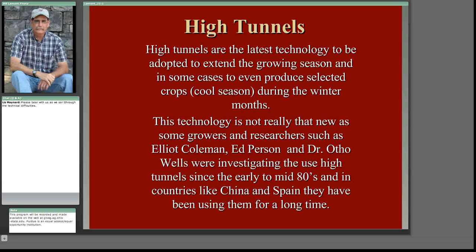So the technology is not really new. There's a lot of excitement, and I'd say it's exponential growth, but researchers and growers such as Elliot Coleman, Ed Pearson up in New Hampshire, and Dr. Ethel Wells at the University of New Hampshire were investigating the use of high tunnels since the early to mid 80s, and probably some others long before that. And in countries like China and Spain and the Orient that I visited, they've been doing it for eons. So it's not something that just popped up on the radar screen and all of a sudden we're all using tunnels here in the U.S.